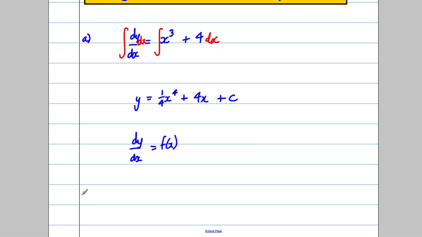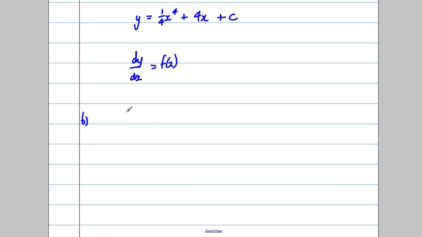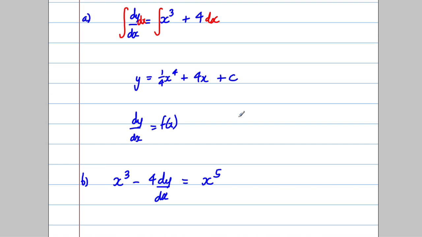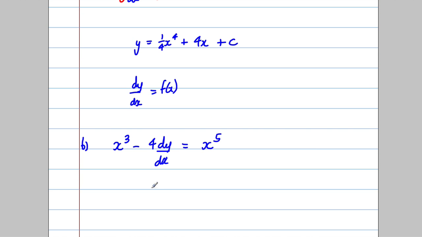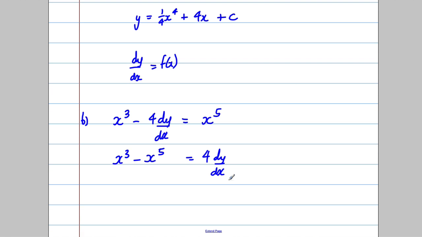Now, if I complicated things ever so slightly further, and said something like x cubed subtract 4 dy/dx is equal to x to the power of 5, let's say, and I asked you to deal with that, the first thing I would do is rearrange to make dy/dx the subject. So I would say x cubed minus x to the power of 5 is equal to 4 dy/dx. And then I divide everything by 4, so I'd have a quarter x cubed take away a quarter x to the power of 5 is equal to dy/dx.